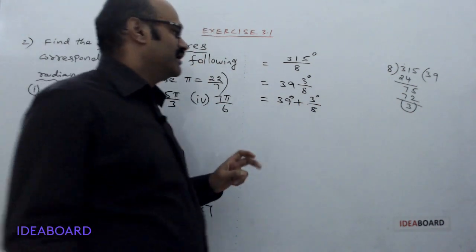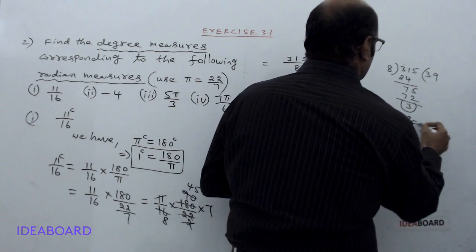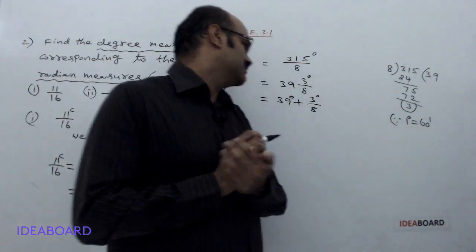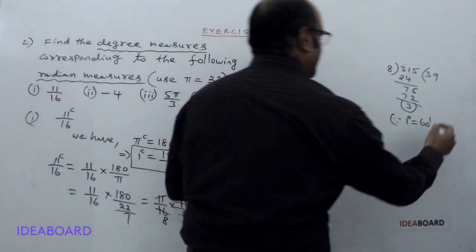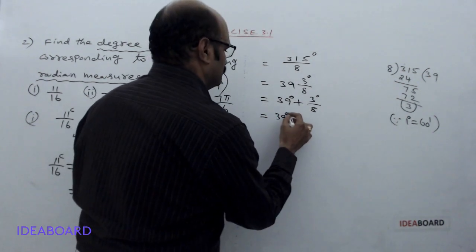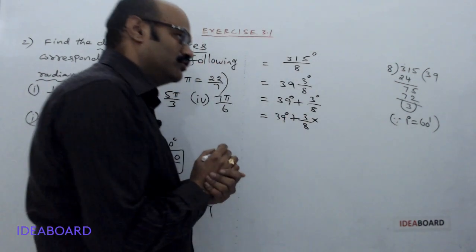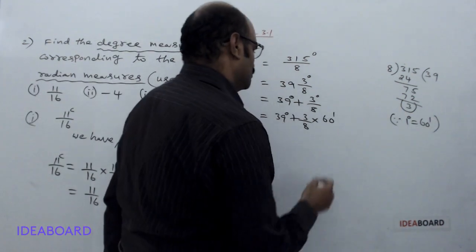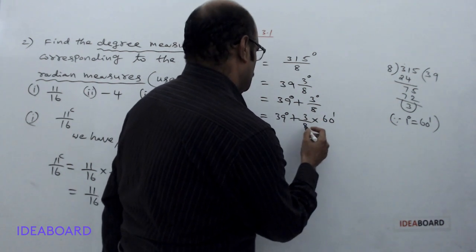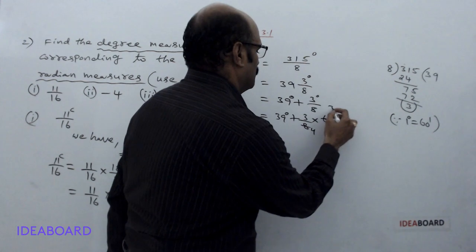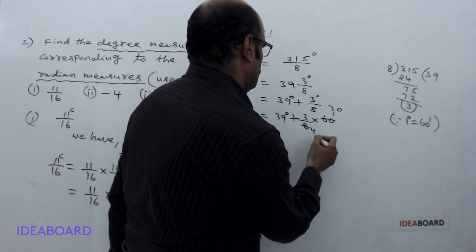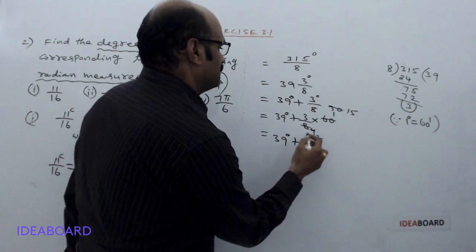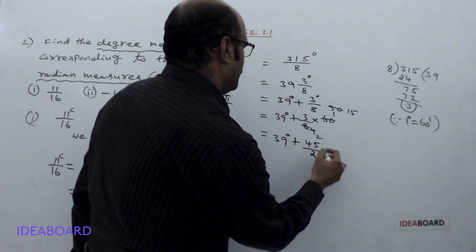We know that 1 degree equals 60 minutes. Now 3 by 8 degrees means 3 by 8 into 60 minutes. So it is equal to 39 degrees plus 45 by 2 minutes.